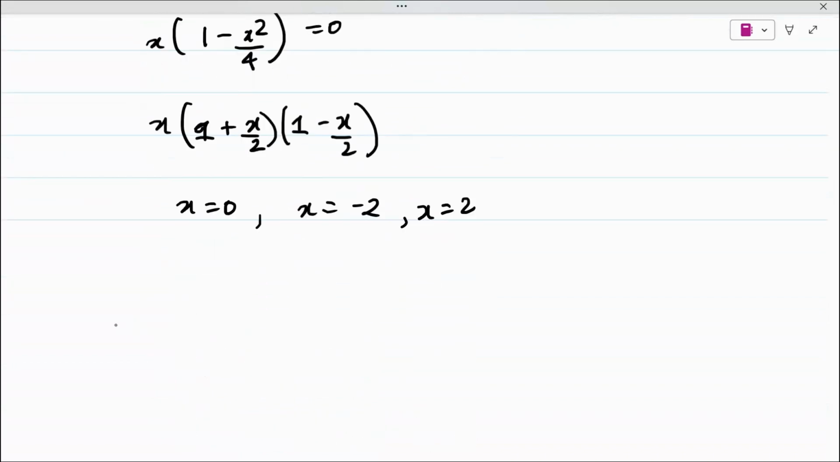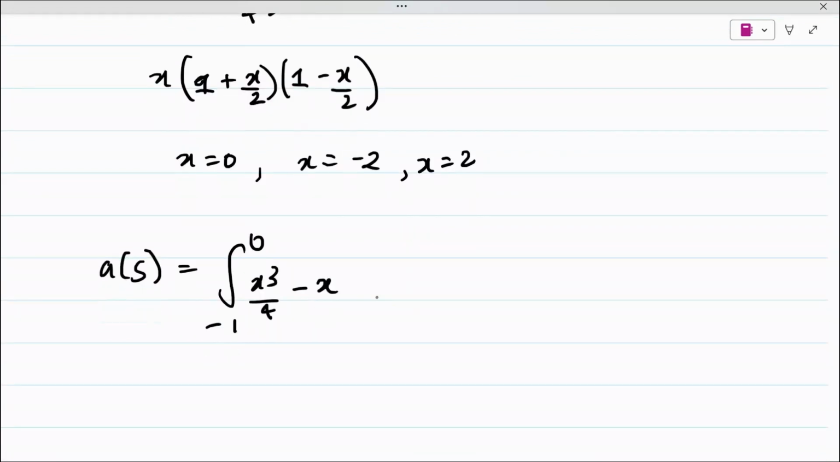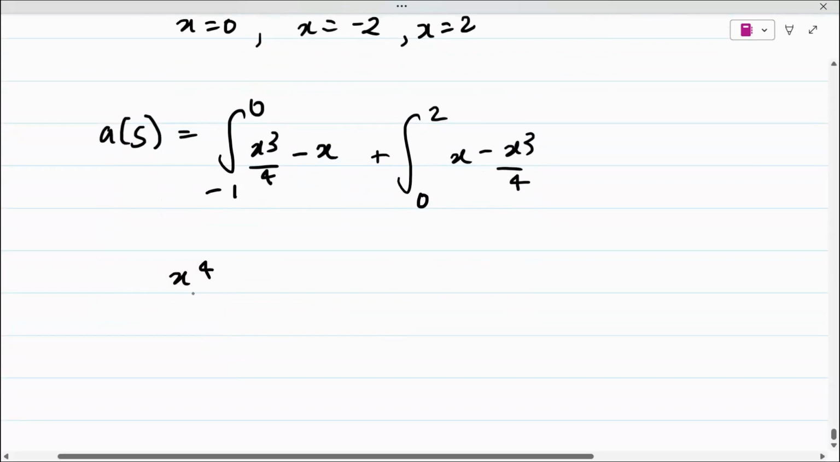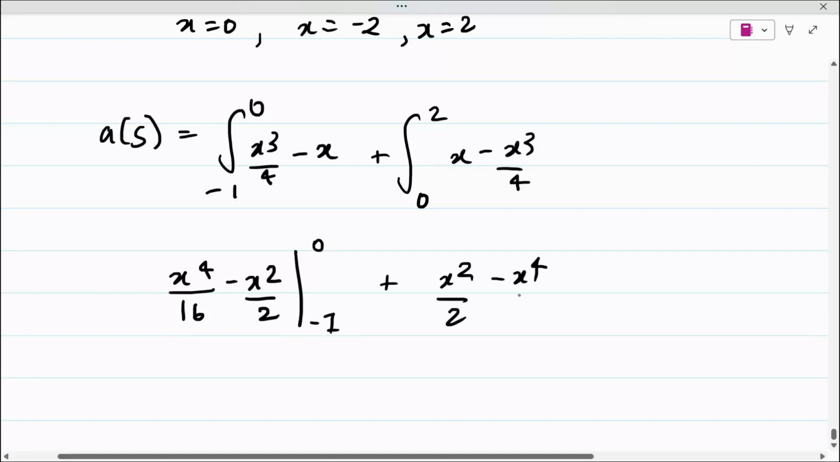So following that, from minus 1 to 0, g of x is x cubed by 4 minus x. And then from 0 to 2, x minus x cubed by 4. We integrate it, we get x to the power 4 by 16 minus x squared by 2 from minus 1 to 0, and x squared by 2 minus x to the power 4 by 16 from 2 to 0.